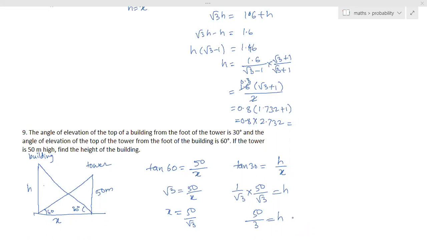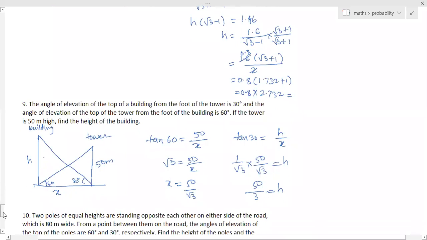Ma'am, that's his answer. Yeah. Ma'am, H is 16.66, right? Yes, 16.67. Rounded off. Yes.